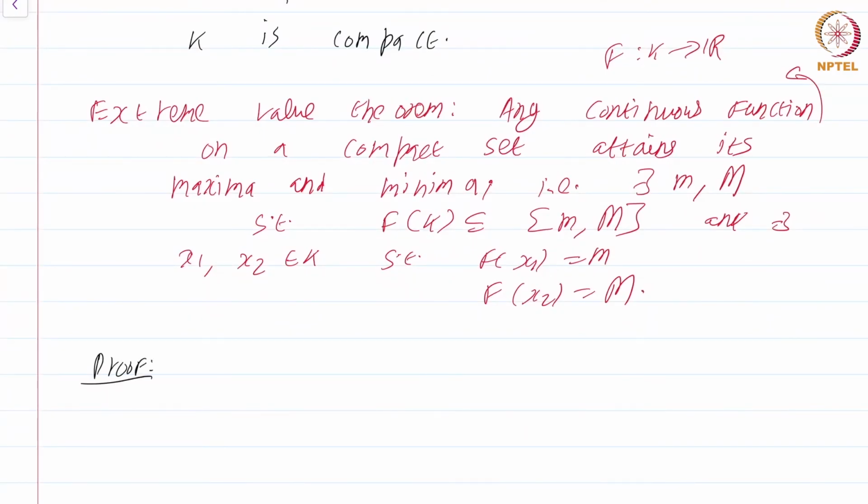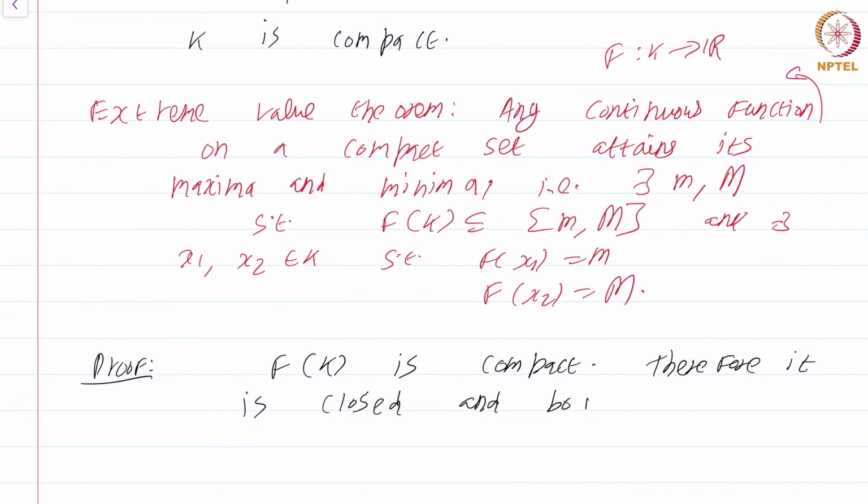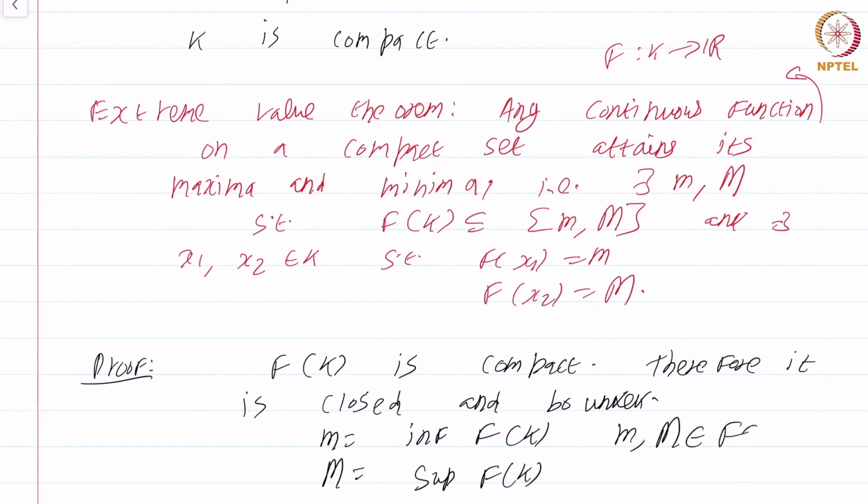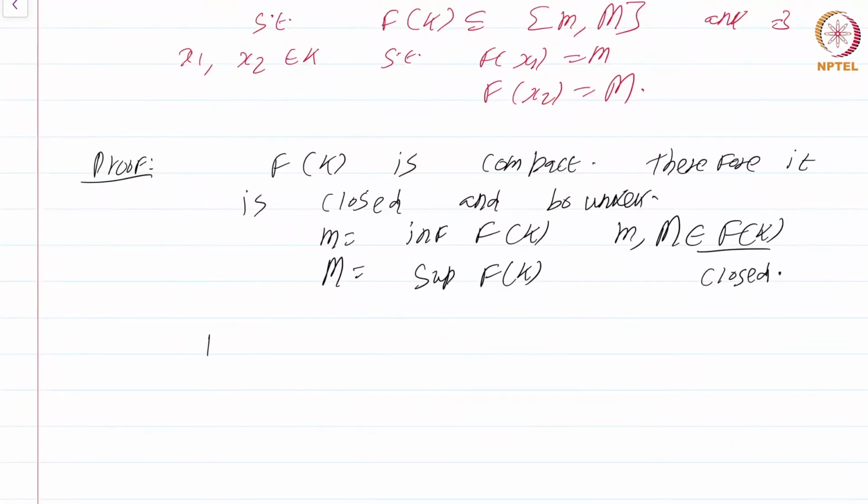Well, think about it for a moment. f of K is compact. Therefore, it is closed and bounded. And now we can just see that small m is the infimum of f of K and capital M is the supremum of f of K, and small m, capital M will have to belong to f of K because this is closed. And we are done. We have shown that the infimum and supremum belong to f of K. Therefore, there must be elements x_1 and x_2 in the set K such that f of x_1 is small m and f of x_2 equals capital M.